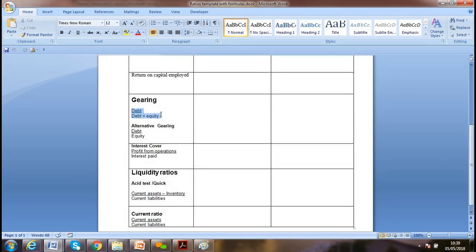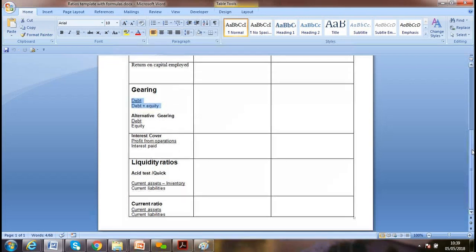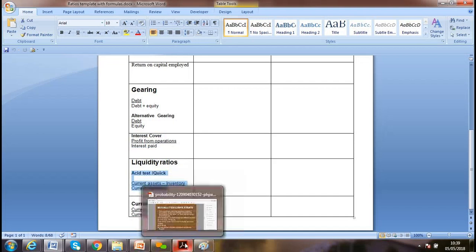It shows how much debt we have and how much equity, meaning our own capital invested in the business. Interest cover ratio means how many times our profit is higher than the interest we pay. And the liquidity ratios show how much liquid asset we have within our organization. So these are the ratios we can use. We have different companies' financial statements.